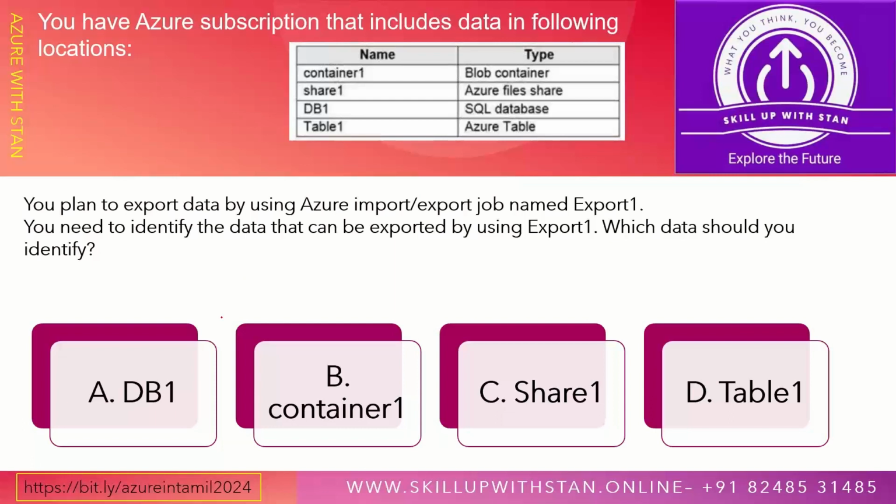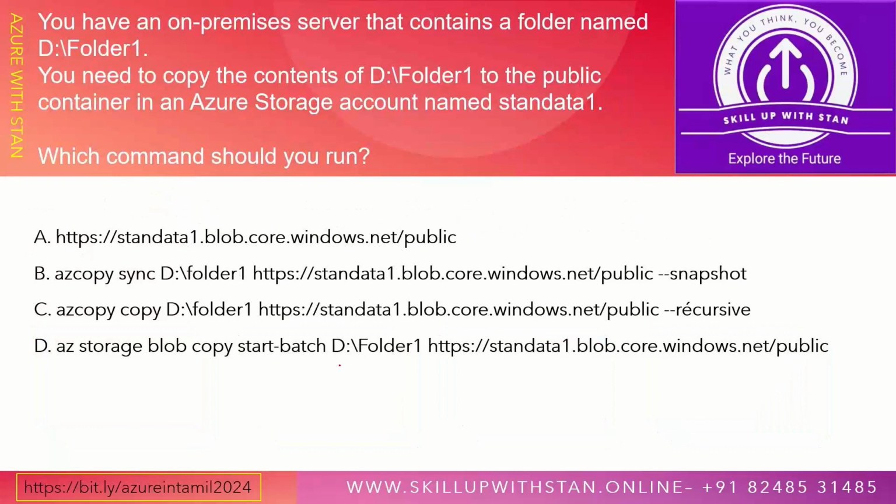You have an Azure subscription that includes data in the following. You need to plan to export. Again, export. We just saw this question, right? So we can export the data from where? Only from the blob container. So this is the only option you can utilize. So that means container one is the right option. Answer B, container one.